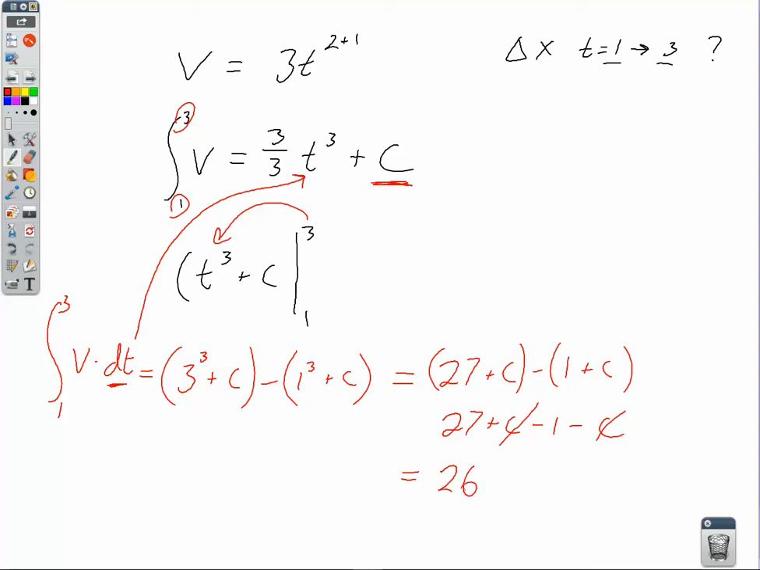If this actually is a displacement, it's going to be in meters, which means that this object moved 26 meters to the right of where it was at 1 second. So in 2 seconds, it travels 26 meters to the right.